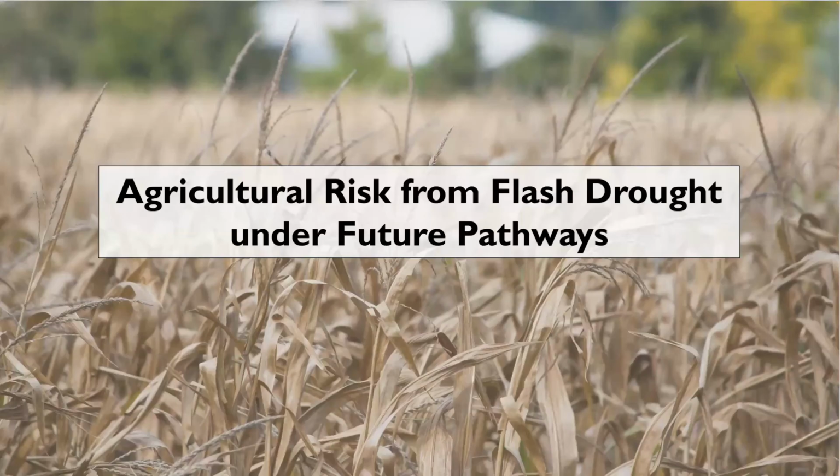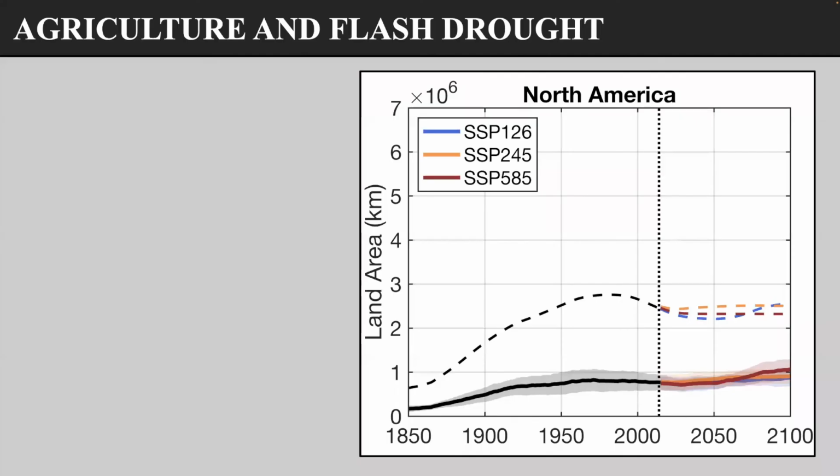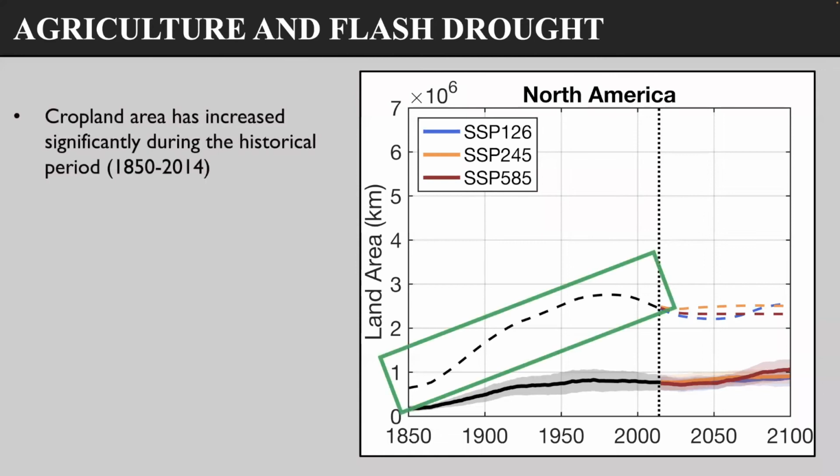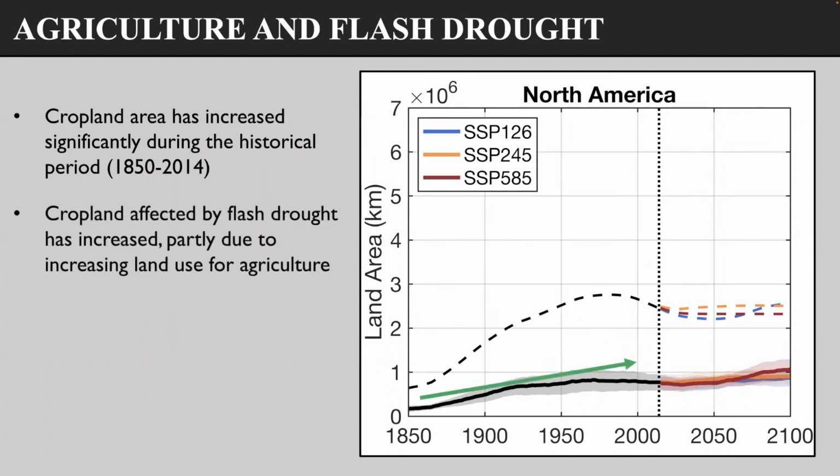And now taking a look at the agricultural risk from flash drought under different future pathways and scenarios. First, take a look at the cropland area. So this is actually going to be all over all of North America, not just the central US or just the United States, but all of North America. And for the most part, over the continent, the cropland area has increased significantly during the historical period. And cropland has also been affected by flash drought during this time period, and it has increased, but this is also partly due to the increasing land use for agriculture.